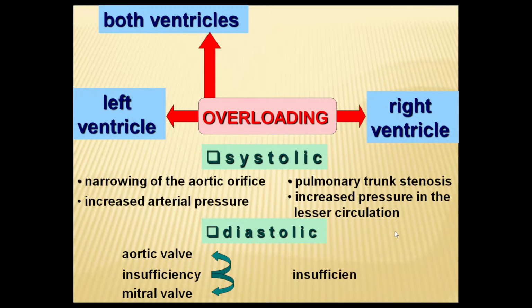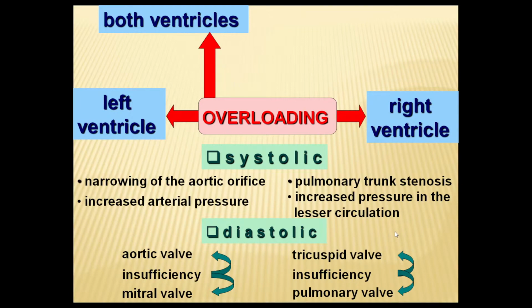Right ventricular diastolic overloading appears due to tricuspid or pulmonary trunk regurgitation, due to tricuspid or pulmonary valve insufficiency. You understand? Some long-standing problem obligatory involves the other part of the heart in the pathological process.